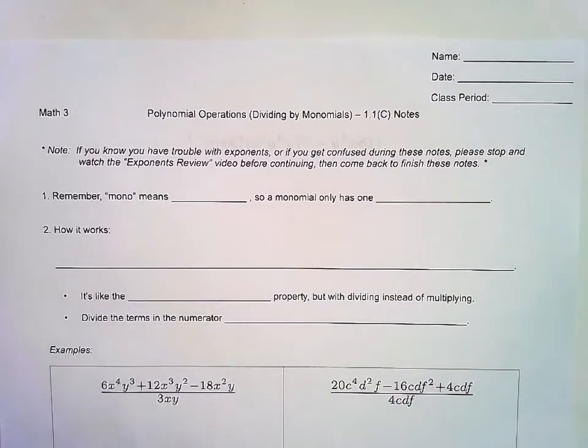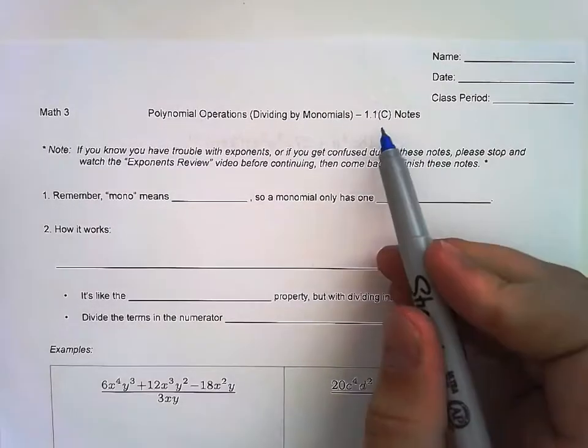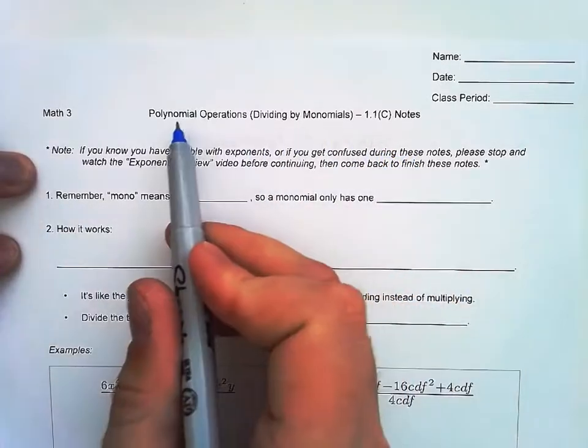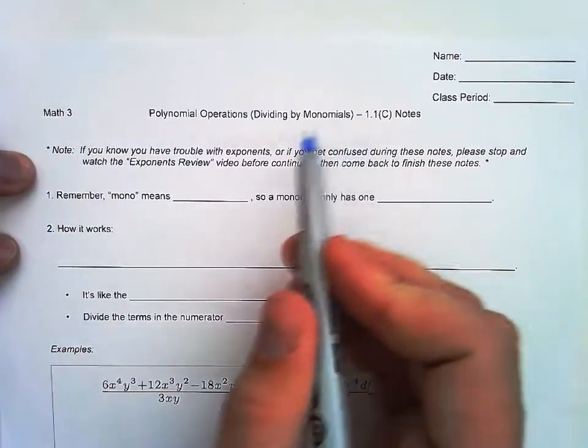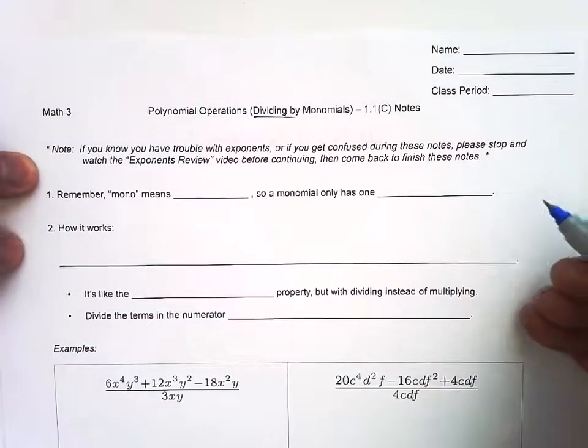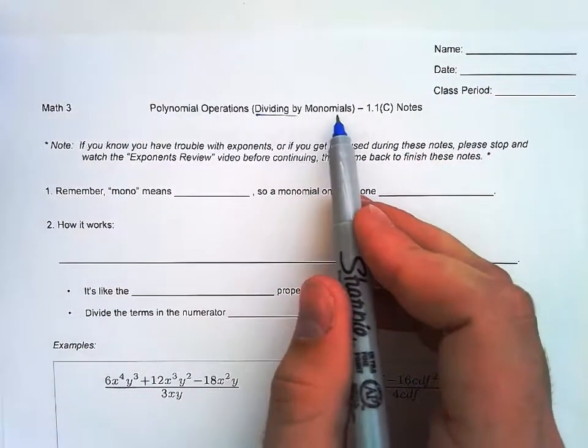Okay guys, this is the Math 3 1.1 C notes. So we're talking about doing stuff with polynomials. C is about dividing, but we're only going to divide by monomials for now.